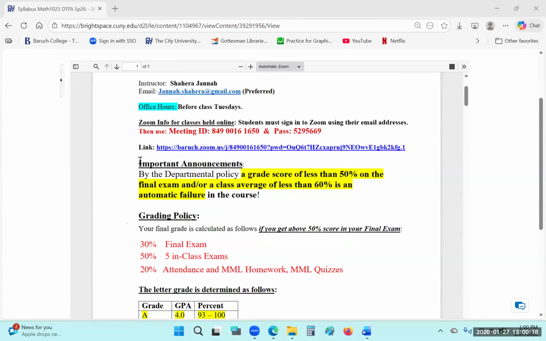Anyway, our office hour is here Tuesday. If you need to have anything discussed about homework or anything, then you simply stay for office hour and then we'll talk about that. Like today, if anything suddenly comes up and we have to have online classes, then this is our information about the Zoom meeting. It will stay the same throughout the semester.